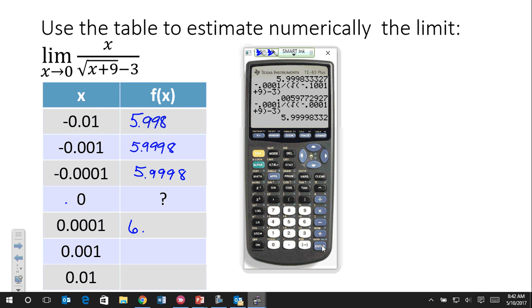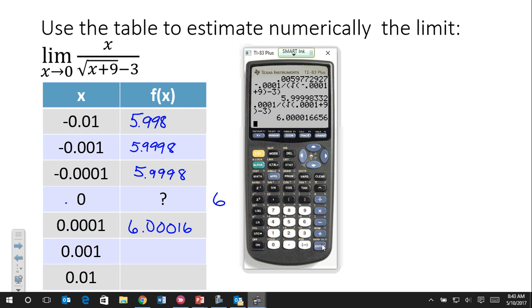Let's verify. So 0.0001. This time we're doing the same thing, but we're getting rid of the negative. Six point 0.000016, right? 4 zeros. So what is the limit as x approaches 0 of that function? 6. Make sense? Okay.